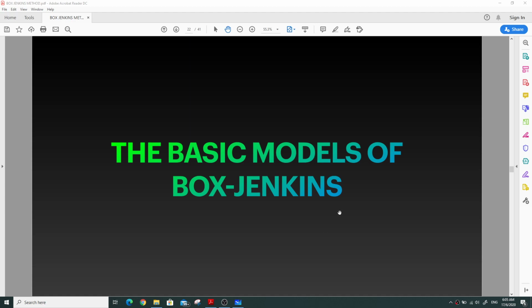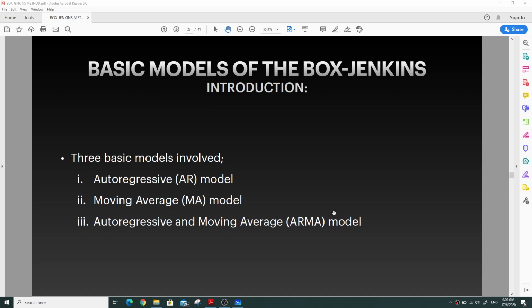So in this video session I will discuss the basic model of the Box-Jenkins method. There are actually three basic models. After this, I hope that when you read particular time series literature, when you read about the autoregressive model, moving average model, or autoregressive and moving average model, you understand it is actually based on the Box-Jenkins method, where we fit the model to a stationary series.